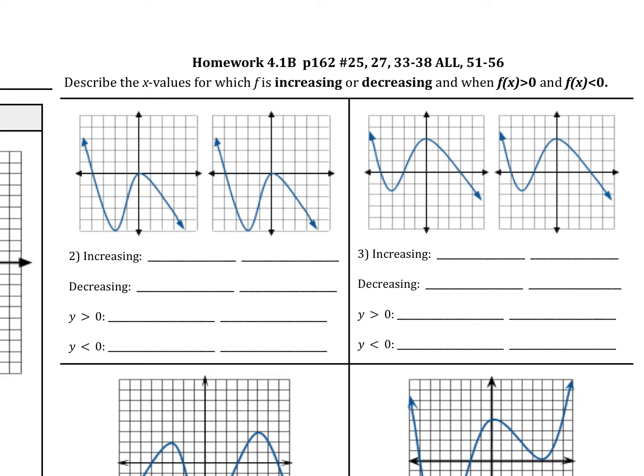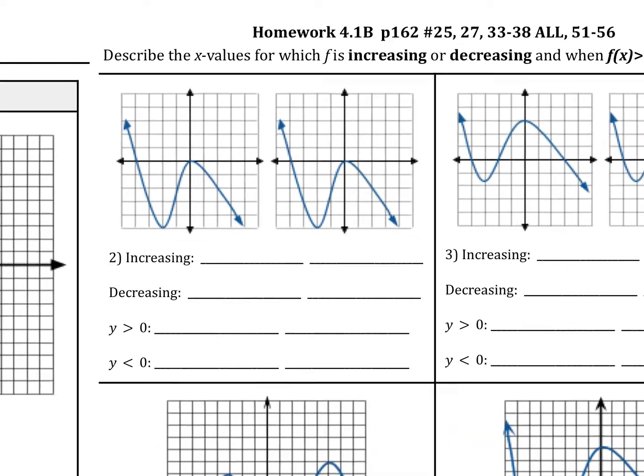What we're going to look at now are characteristics of polynomials. Particularly, we're going to focus on intervals where the graph is increasing, where it's decreasing, when it's above the x-axis, y is greater than 0, or when it's below the x-axis, y is less than 0. So I made two graphs here. They're the exact same, but I want to trace it so you can kind of see what we're looking at.